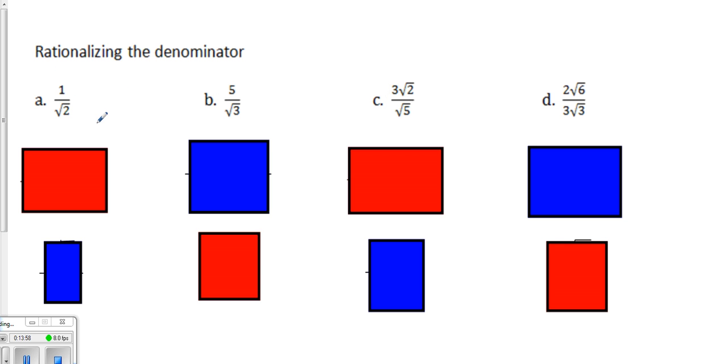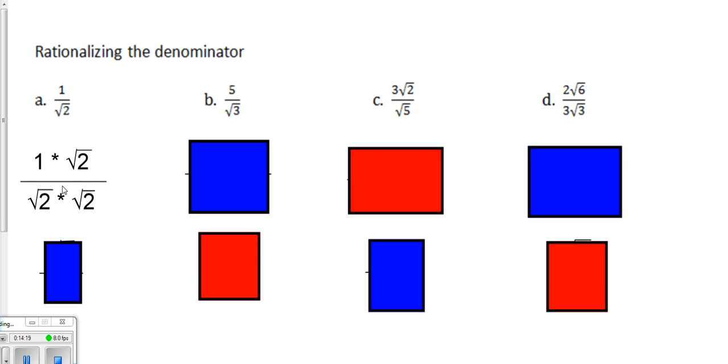We multiply the top and the bottom, the numerator and the denominator, by the same number. Now, that number will usually be one of the square roots that we have on the bottom. So let's see how that looks for this one. If we have 1 over the square root of 2, we would be multiplying by the square root of 2 on both the top and the bottom.